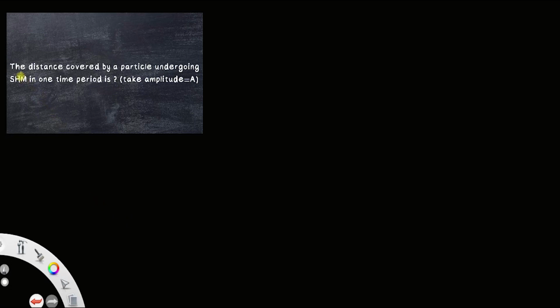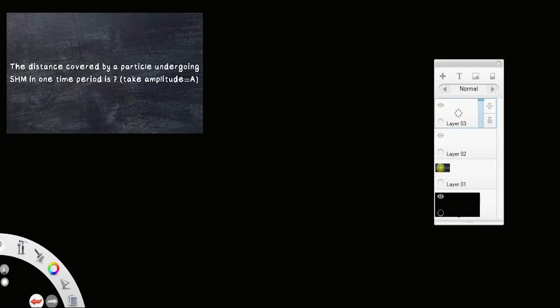So here we have to find the distance covered by a particle undergoing SHM in one time period. So how will we do that? For that, let us consider a particle in SHM.